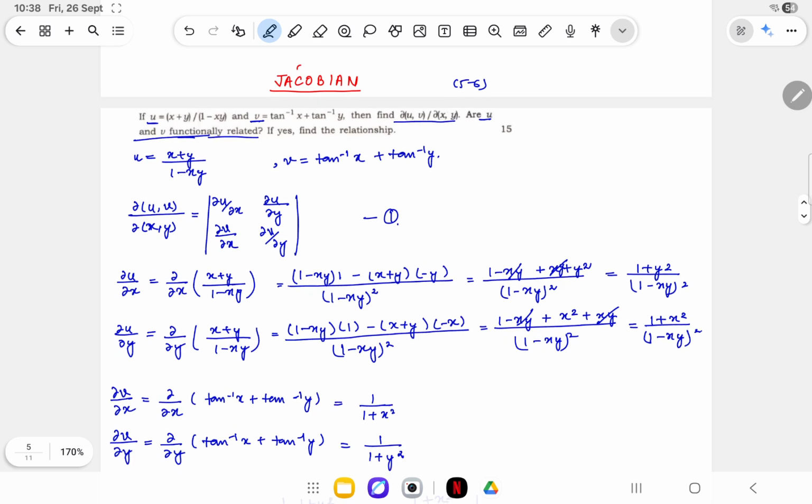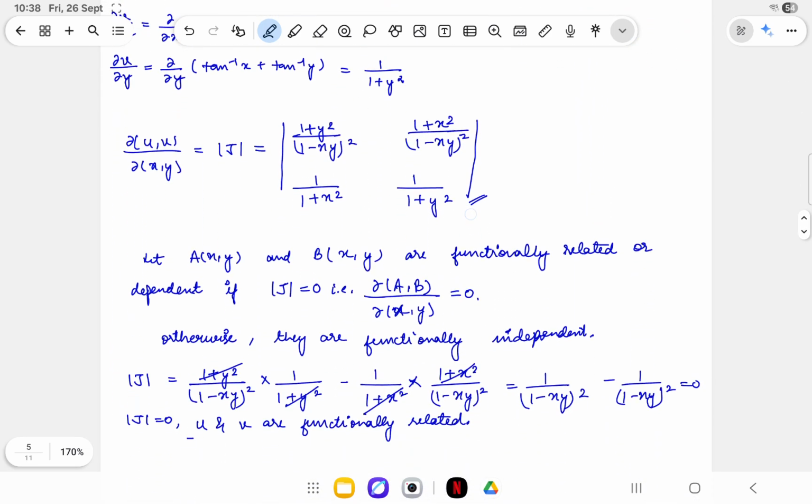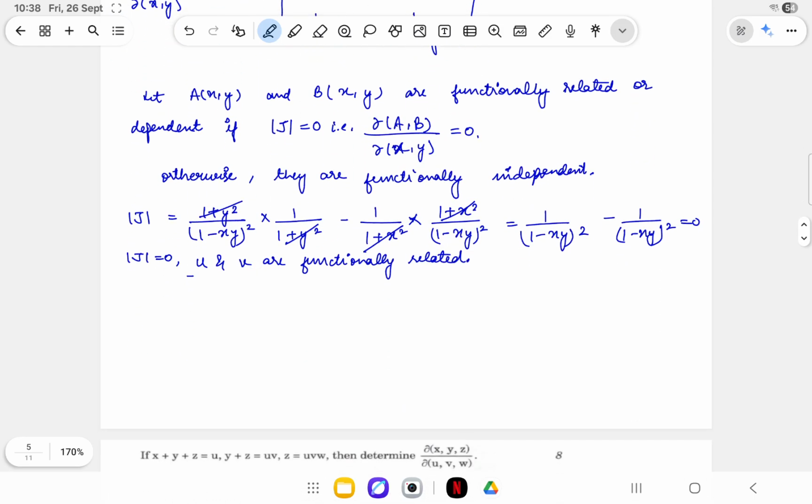That completes the second part, and it further says that if they are functionally related, then find the relationship. So we are supposed to set up a relation between u and v. So let's do that. It is given to us that u is (x + y)/(1 − xy), and v is equal to tan⁻¹x + tan⁻¹y.